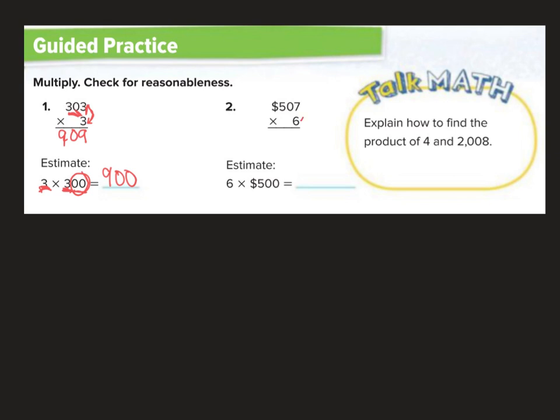Okay, let's do another one. 7 and 6 is 42. 6 times 0 is 0, plus 4 is 4. 5 times 6 is 30. So we get 3,042. So let's do our estimate. Keep 6 the same. Change 507 to 500. So 6 times 5 is 30, 2 zeros. 3,000 is our estimate. And we got 3,042 for our actual answer. So that checks out.